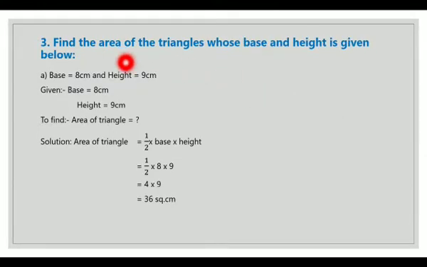The third sum: find the area of triangles whose base and height are given below. So base equals 8 centimeter and height equals 9 centimeter. We need to find the area of triangle. Therefore, the area of triangle equals half into base into height. So half into 8 into 9. So 4 into 9. 2 ones are 2, 2 fours are 8. So 4 into 9, which equals 36 square centimeter.